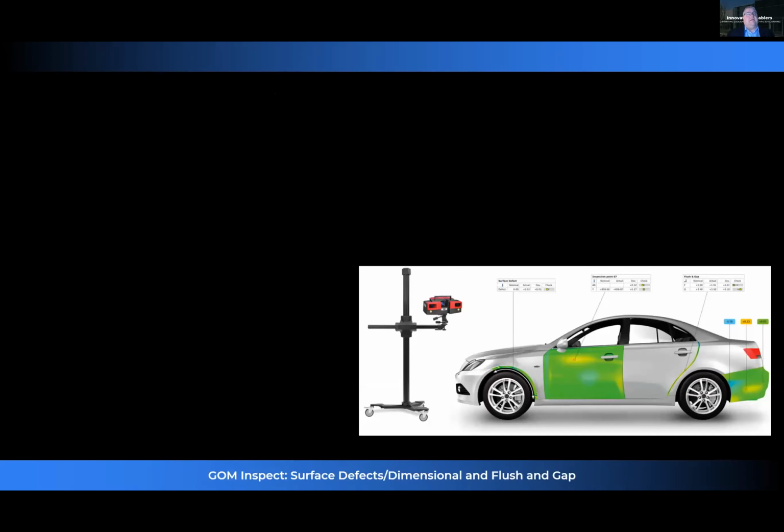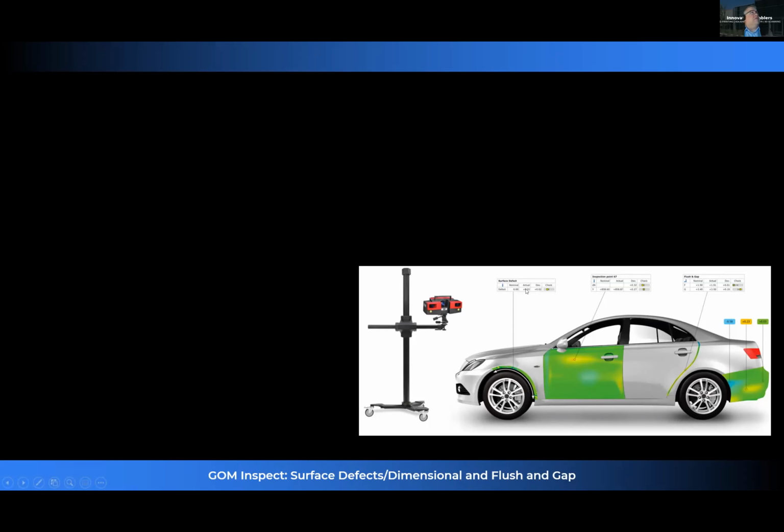GOM Inspect is a very unique software in the market in that you can actually use it to do three things that are shown on this chart. One is all of your traditional inspection: surface profile, true position, distance between things, all of that. It doesn't matter the size of the part. That's that kind of inspection point panel in the middle.